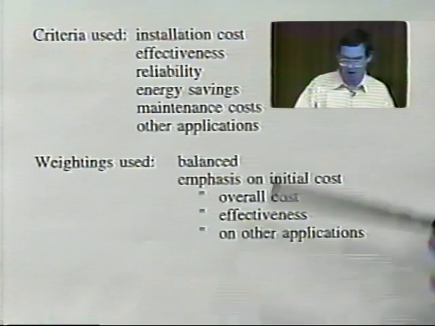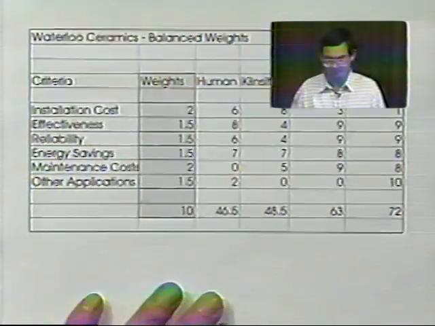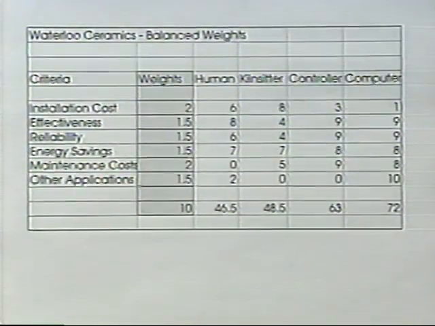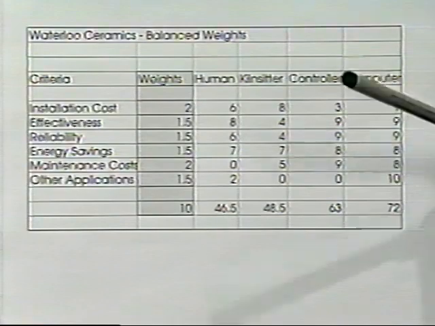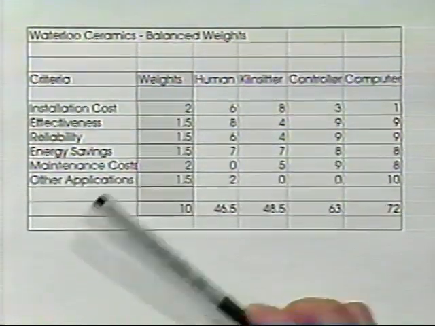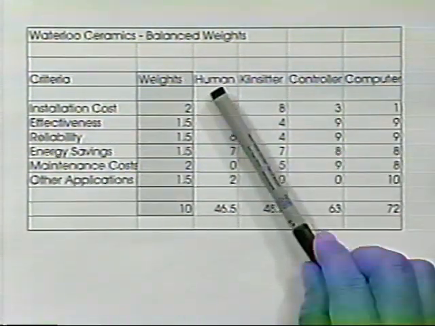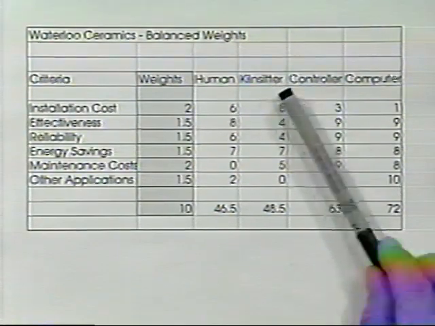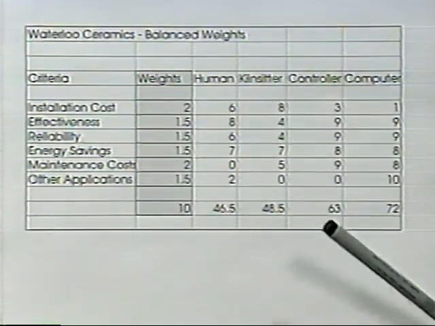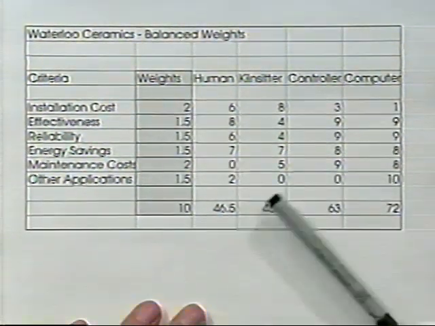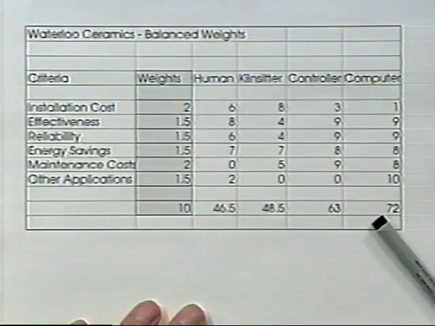And I use weightings too. I'll explain these weightings in a second, but let me show you a chart of one particular set of calculations where you see the criteria listed, the alternatives across here of a human operator, the kiln sitter, the mechanical device, a programmable controller, and a computer, and the weightings, and the final scores.